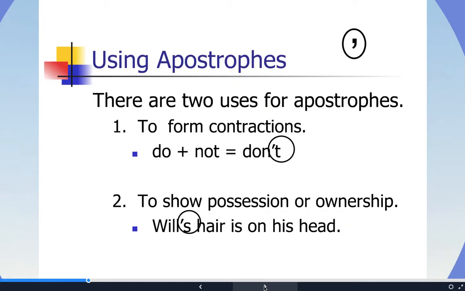There are two uses for an apostrophe. To form contractions. For example, you can take do and not, put them together and have don't. And to show possession or ownership. Will's hair is on his head. Whose hair? Will's hair. So we take Will, add an apostrophe, and an S.